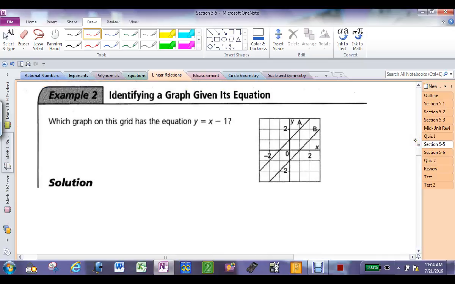Identifying a graph given its equation. This is the opposite. Now we have the equation, but we have two lines. So we have to decide which is which. How are you going to do this?